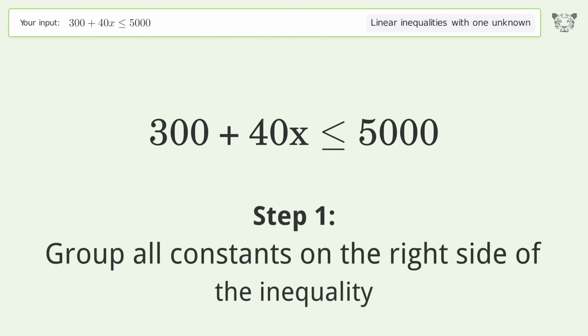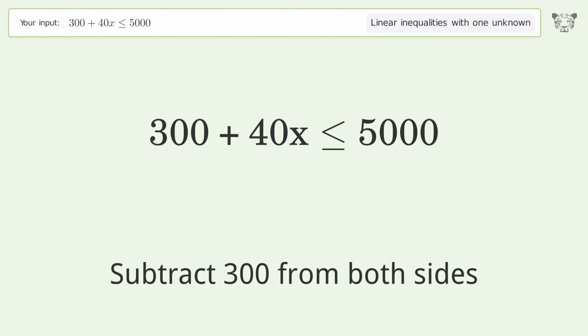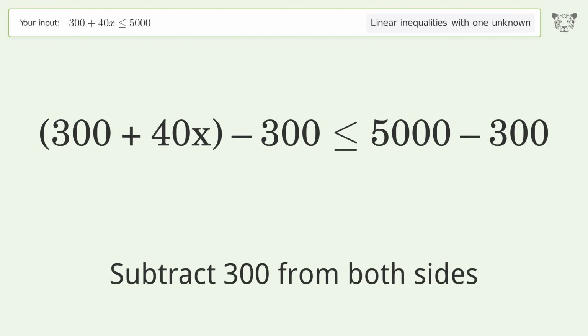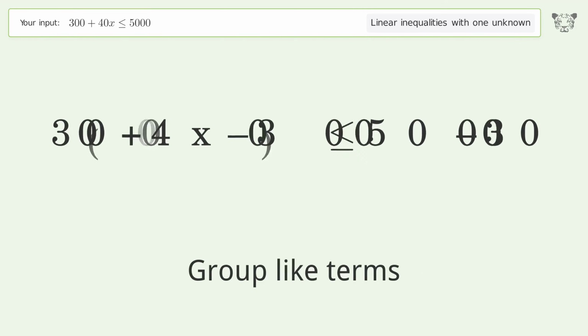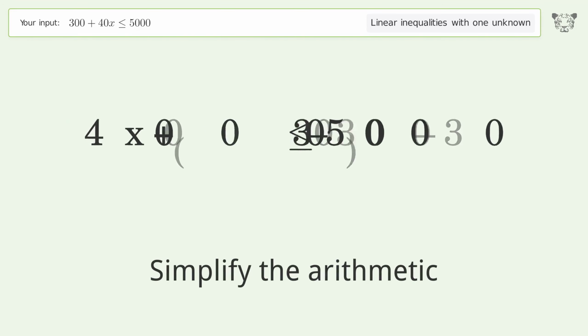Group all constants on the right side of the inequality. Subtract 300 from both sides. Group like terms. Simplify the arithmetic.